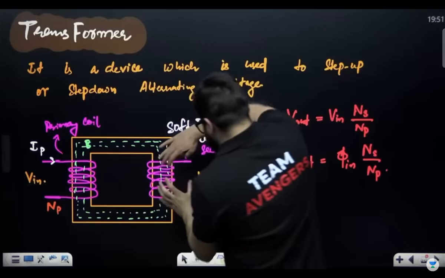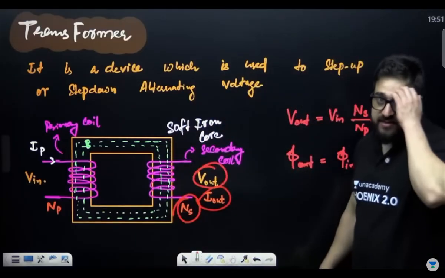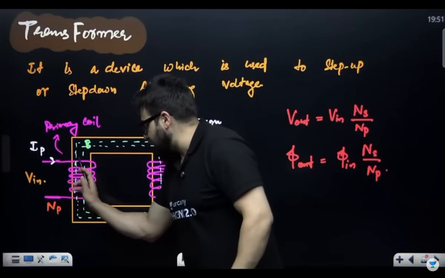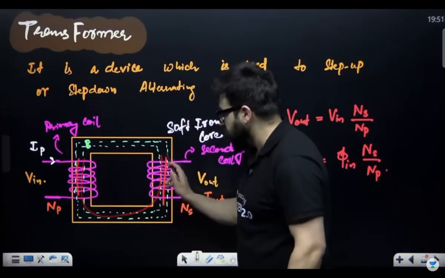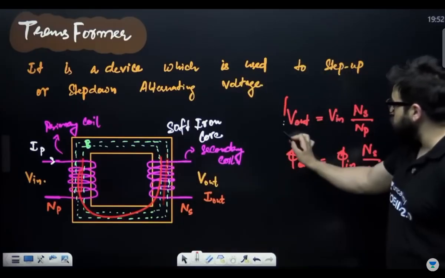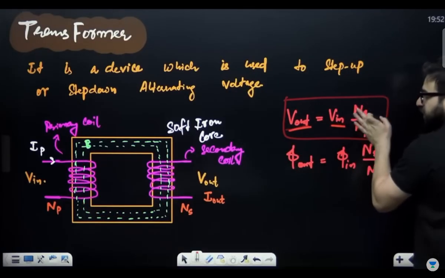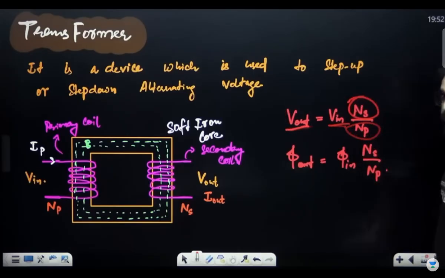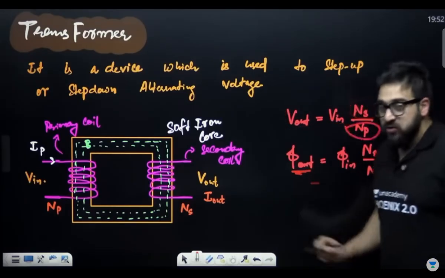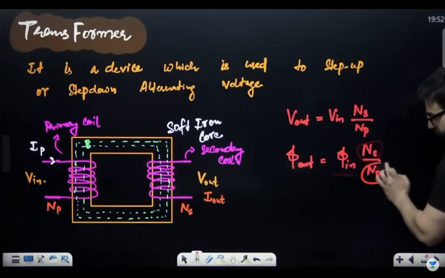Here, this secondary coil provides the output voltage, output current, and the number of turns in the secondary coil is Ns. And my dear NEET aspirants, when current flows through this coil, it creates a magnetic field. That magnetic field goes over here, so flux is created over here. That flux is transferred to the secondary coil. If somebody asks you what is the voltage in the secondary coil, you will say voltage output will be equal to the voltage input into number of turns in the secondary coil divided by number of turns in the primary coil. Similarly, output flux in the secondary coil is going to be flux in the primary coil into number of turns in the secondary coil upon number of turns in the primary coil.